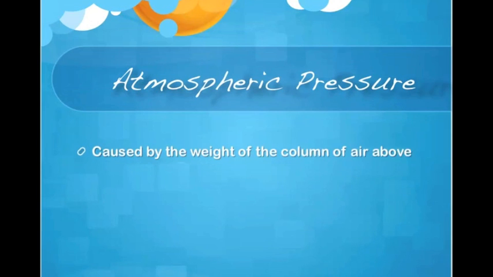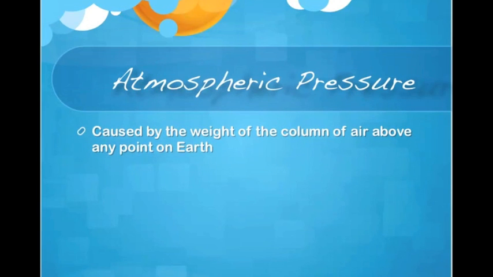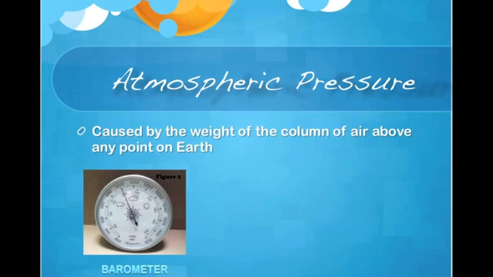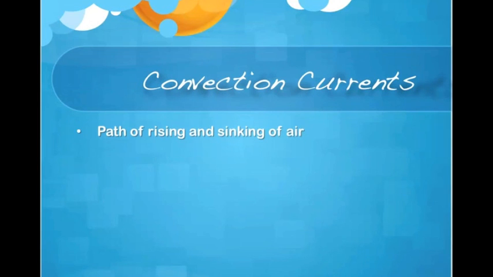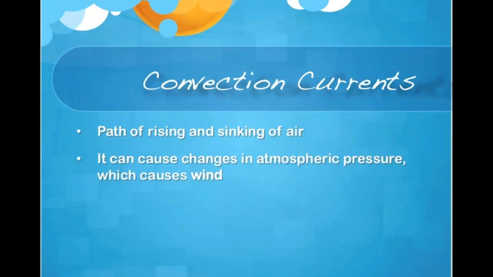Atmospheric pressure. Atmospheric pressure is the weight of the column of air above any point on Earth. It is measured using a barometer. Higher pressure is found at polar regions, while air at tropic regions has low pressure. Convection currents. Convection currents are the path of rising and sinking of air. It can cause changes in atmospheric pressure, which causes wind.